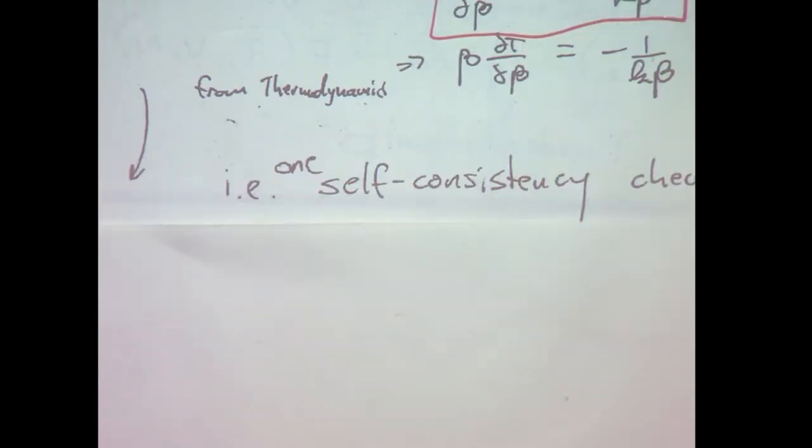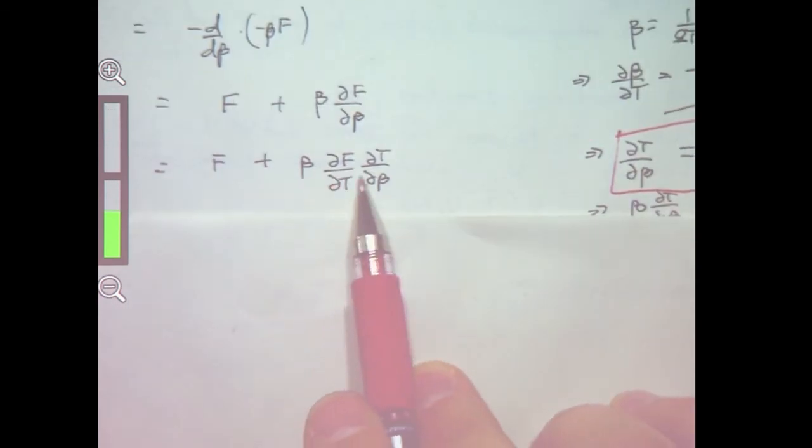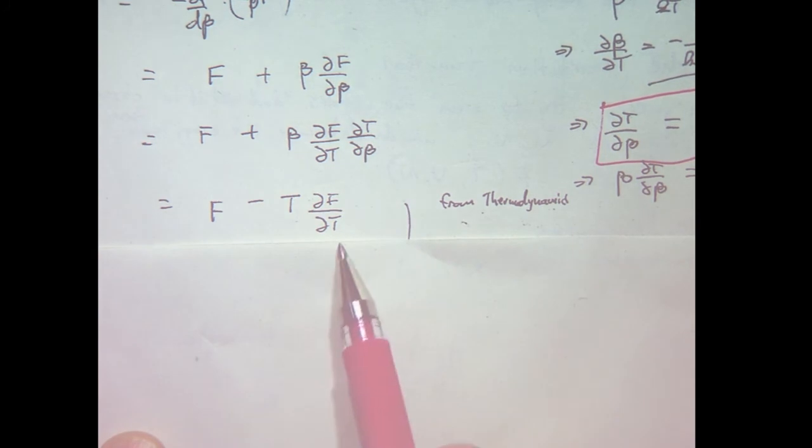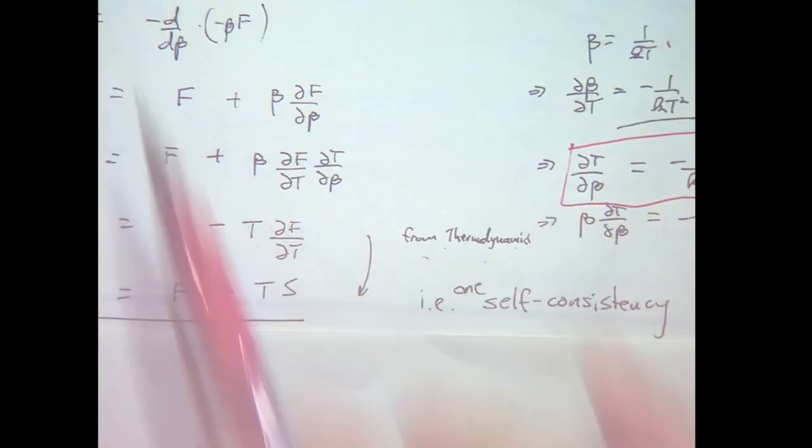So beta dT by d beta is minus T. That's from there. Minus T. That's that. So we're left with dF by dT. What's dF by dT? Minus S. So it's F plus TS. So that U equals F plus TS.